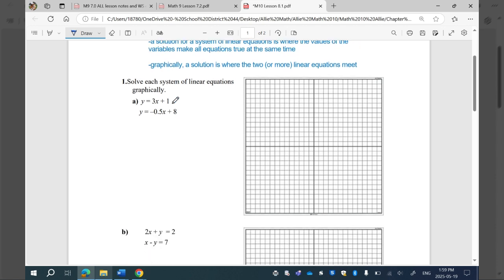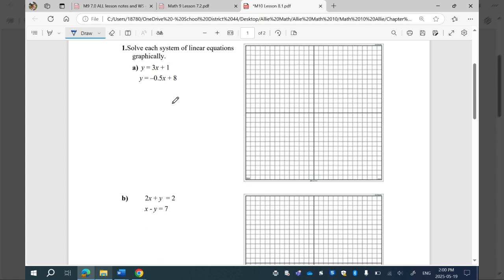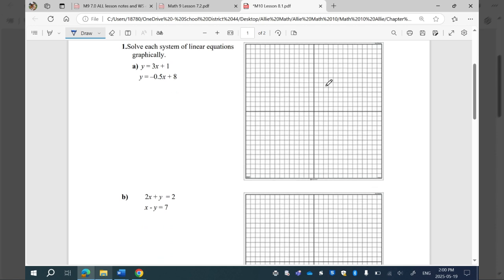So number one, solve each system of linear equations graphically. So let's graph each of these, and the point at which they meet will be a solution. They're both in slope-intercept form, so that's great for us. Our first one, we have a y-intercept of +1, so we've got a dot there. And then our slope, our rise over run, is 3/1. So let's go up 1, 2, 3 and run 1. It's positive, so we're going to be moving kind of like a check mark.